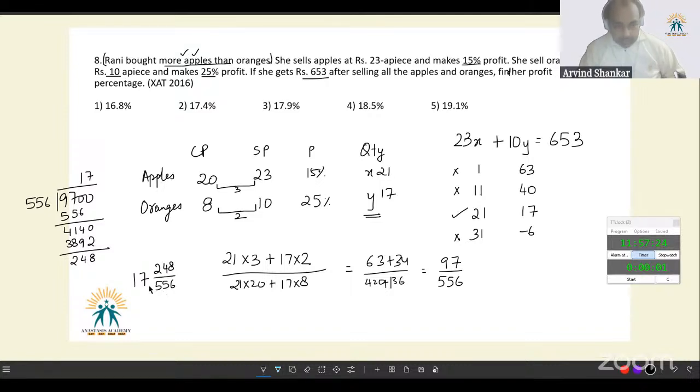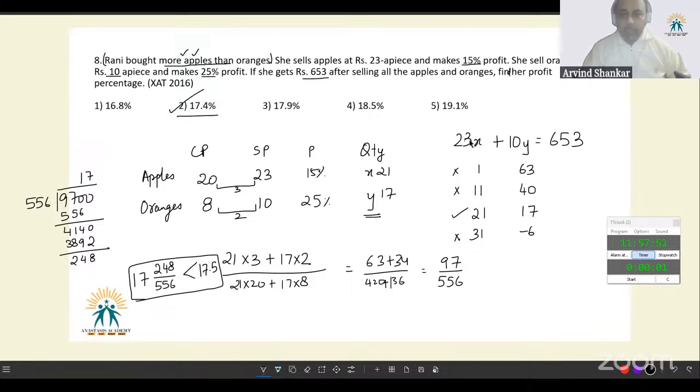Can you see this has to be less than 17.5? From this year on, XAT is also giving us a calculator. In fact, a scientific calculator that will make our life very easy. But in the years when a calculator was not available, at that time you had to use this idea: it has to be more than 17 and less than 17.5. The correct choice here has to be 2.